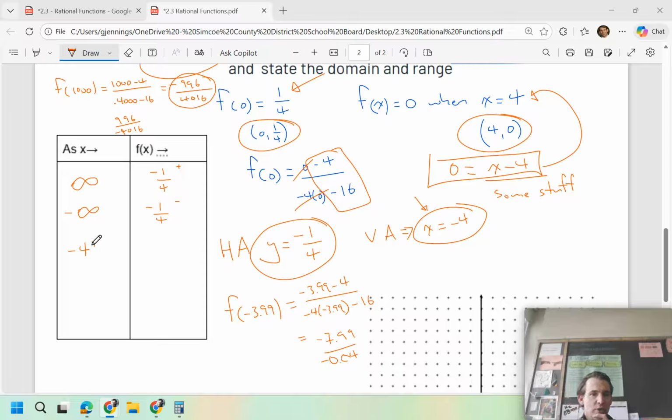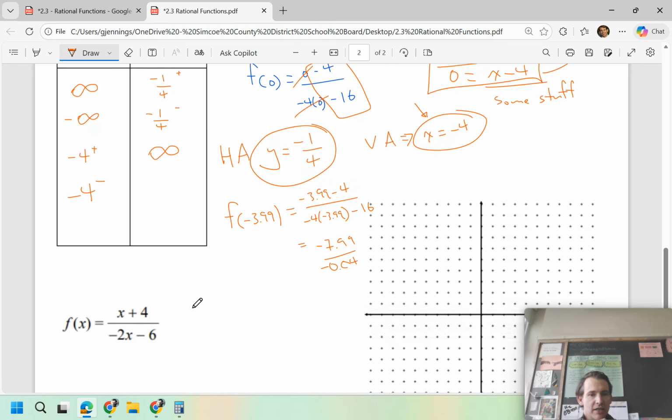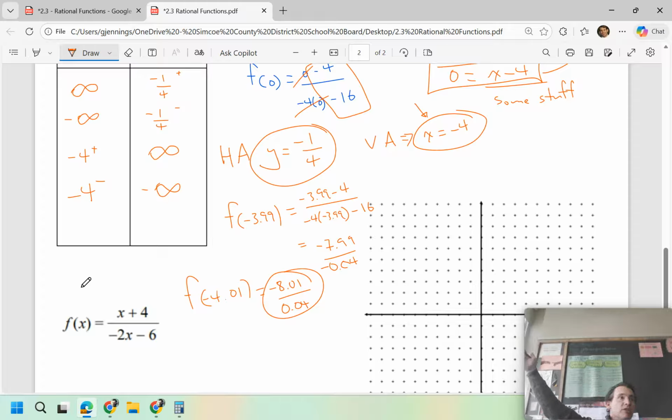Okay, so as we approach negative 4 from the positive side, we are off to positive infinity. As we approach negative 4 from the negative side, I would test f at negative 4.01 or something like that. And then I would end up with negative 8.01 over something that's in the positives. I would get 0.04, but it's positive. Okay, and negative divided by positive makes off to negative infinity. Okay, that's how you do your tests. Got questions about doing these asymptotic tests, or is it pretty straightforward now? Cool, good. All right, great.